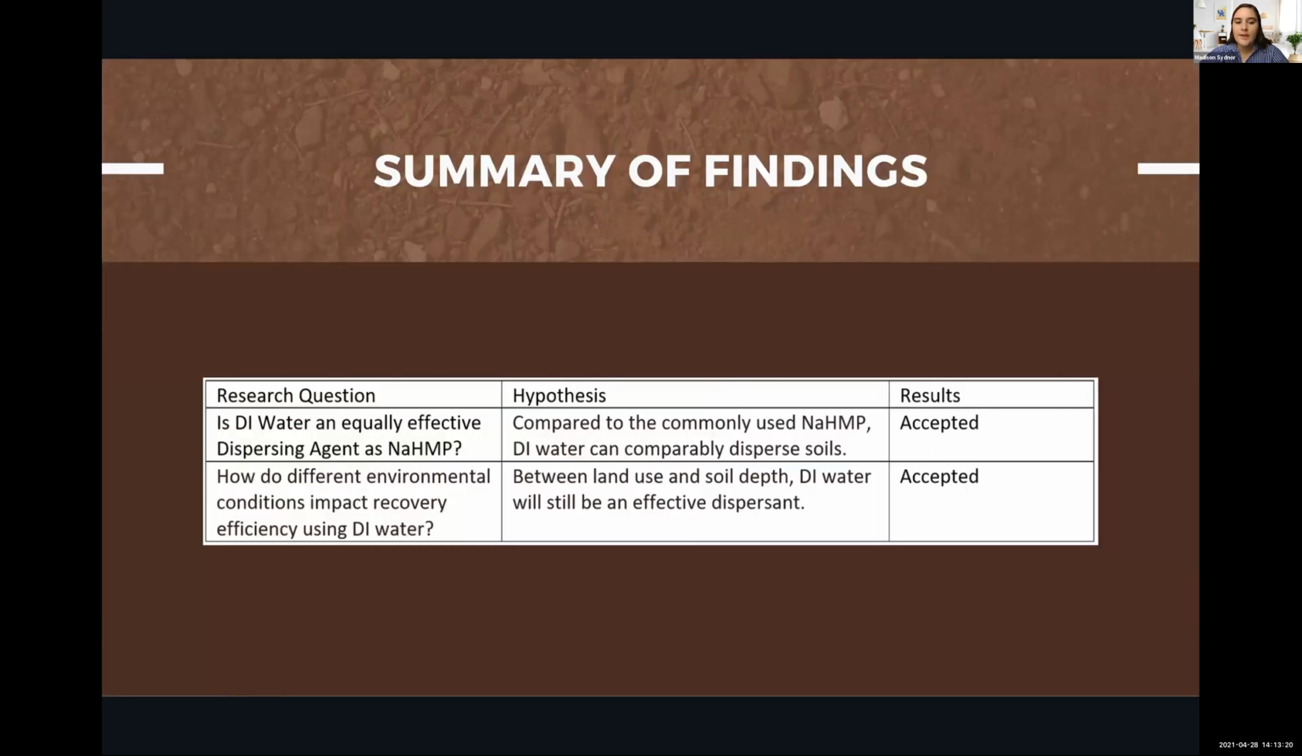And to summarize, both of our hypotheses were supported. First, we concluded that DI water was an effective alternative dispersant to sodium hexametaphosphate and may be preferred because it doesn't distort the carbon arrangement in our samples and doesn't cling to our samples, causing recoveries over 100%. And second, we concluded that DI water could be widely applied as a dispersant across environmental conditions.